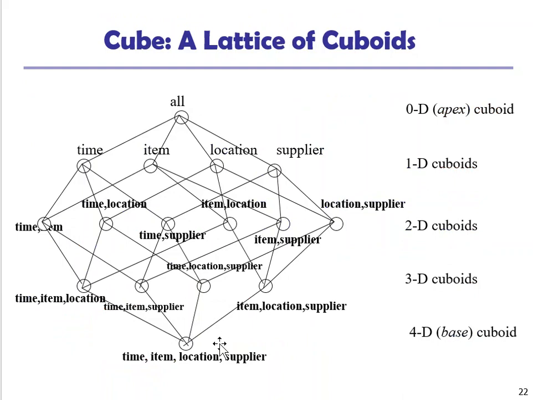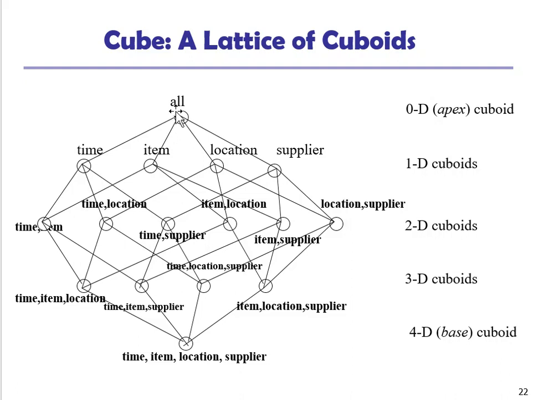So this is our sales data cube. The lattice, so the entire structure, this is a cube. A cube is a lattice of cuboids. So those are the cuboids. Remember we talked about multi-dimensional view. At the most detailed level, the data holds item, time, location, supplier. And then we can generate different combinations of selected dimensions to create aggregated data set at different levels.